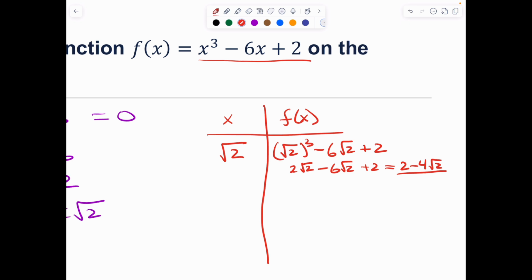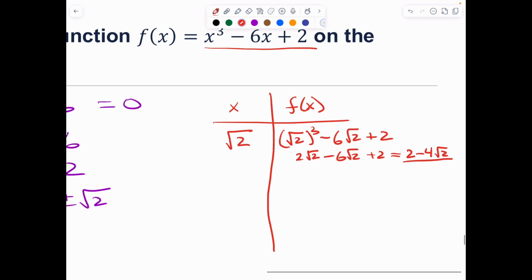We can deal with what that is as a decimal in a bit, but it's negative, whatever it is, because radical 2 is 1.414. So 4 times that is going to be bigger than 2 for sure. So that'll be a negative number. Let's just shelve that for a sec.